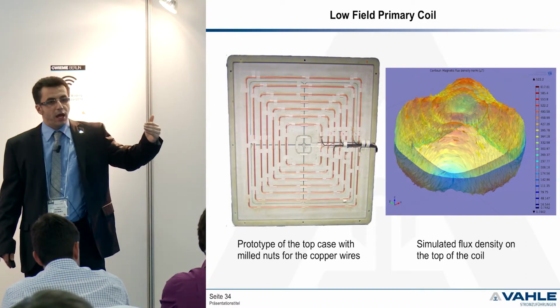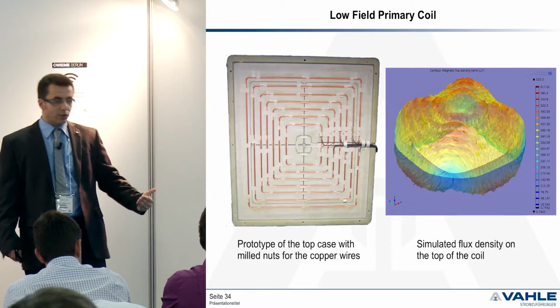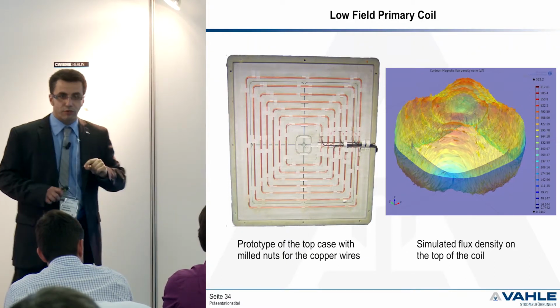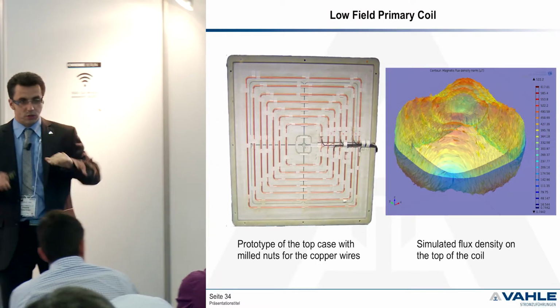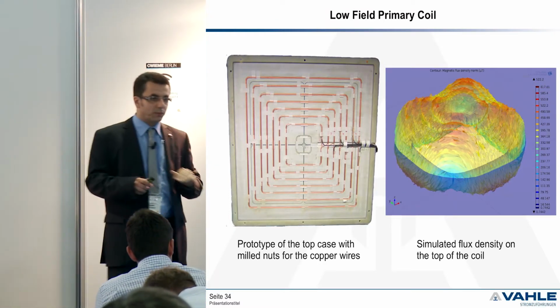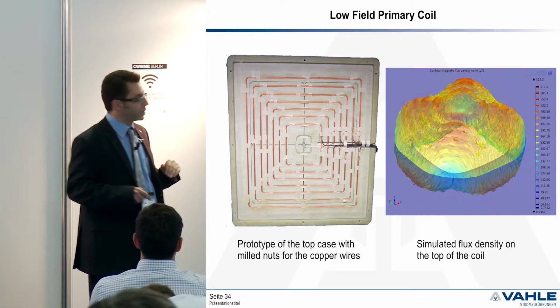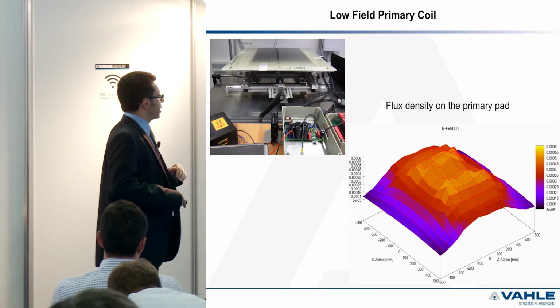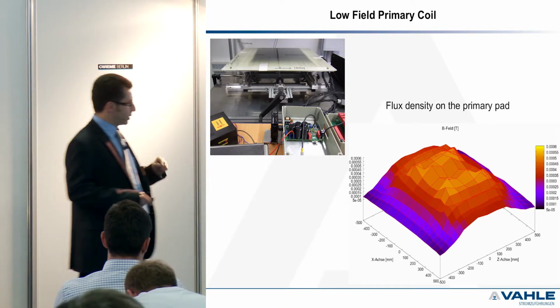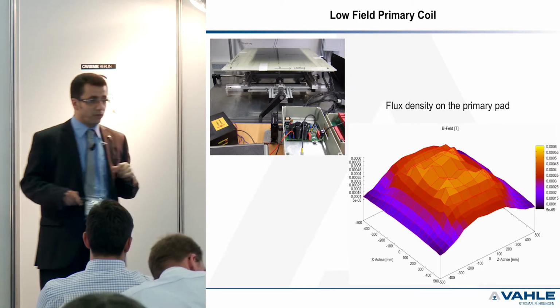This means it could be reduced. So the value of the magnetic field, for instance the flux density, is reduced to a certain amount so that you don't heat up the metallic object. So this is a measurement of the coil. You see it's quite homogeneous on the top of the coil.